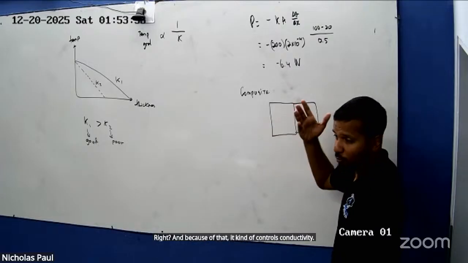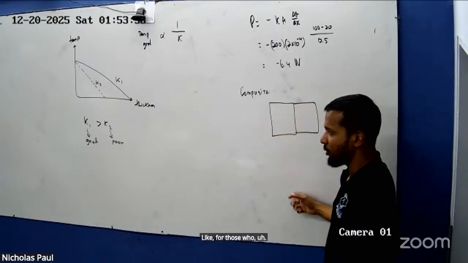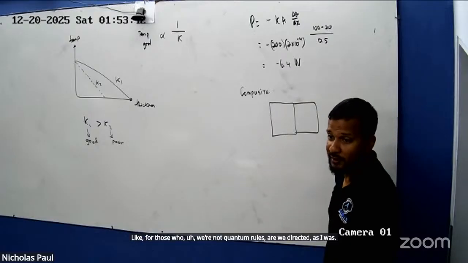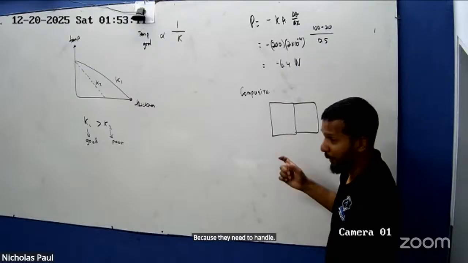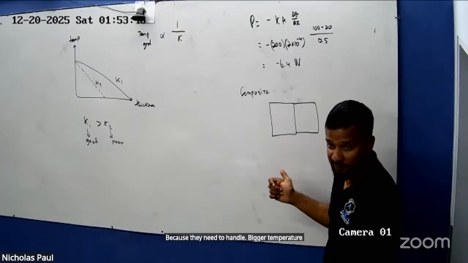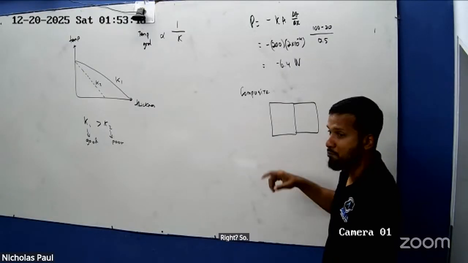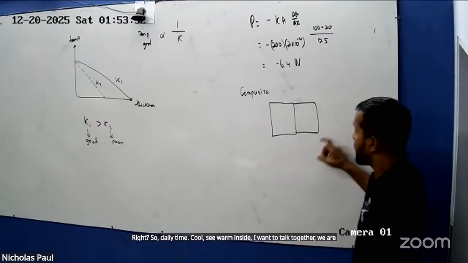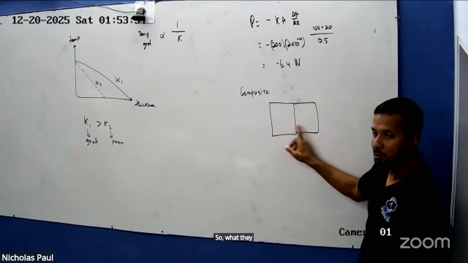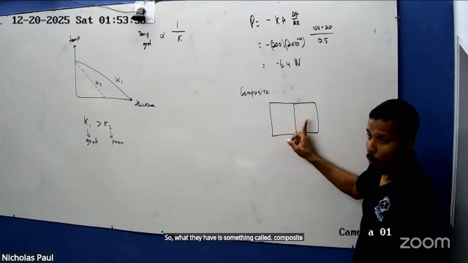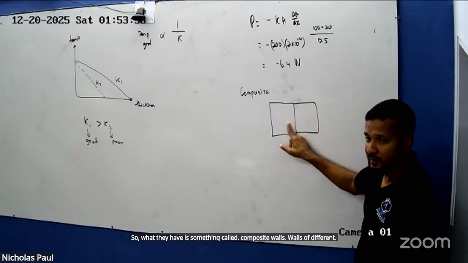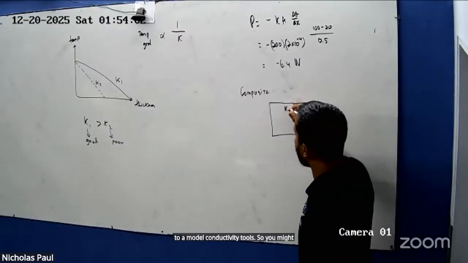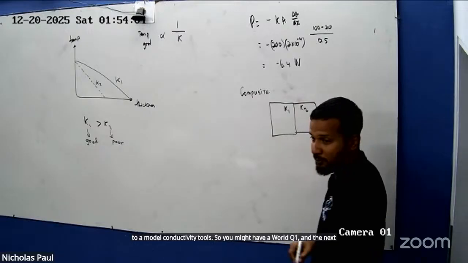Some places need to handle bigger temperature changes than us. So they need to stay warm inside when it's cool, and when it's hot, the other way around. So what they have is composite walls: walls of different thermal conductivities. So you might have a wall K1 and the next piece K2.